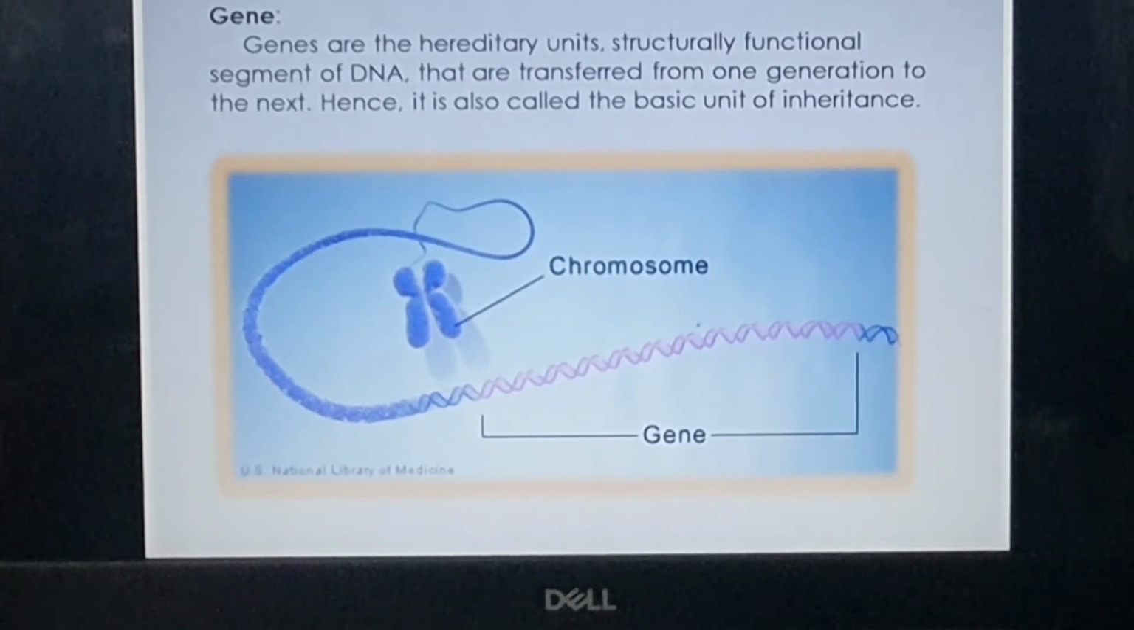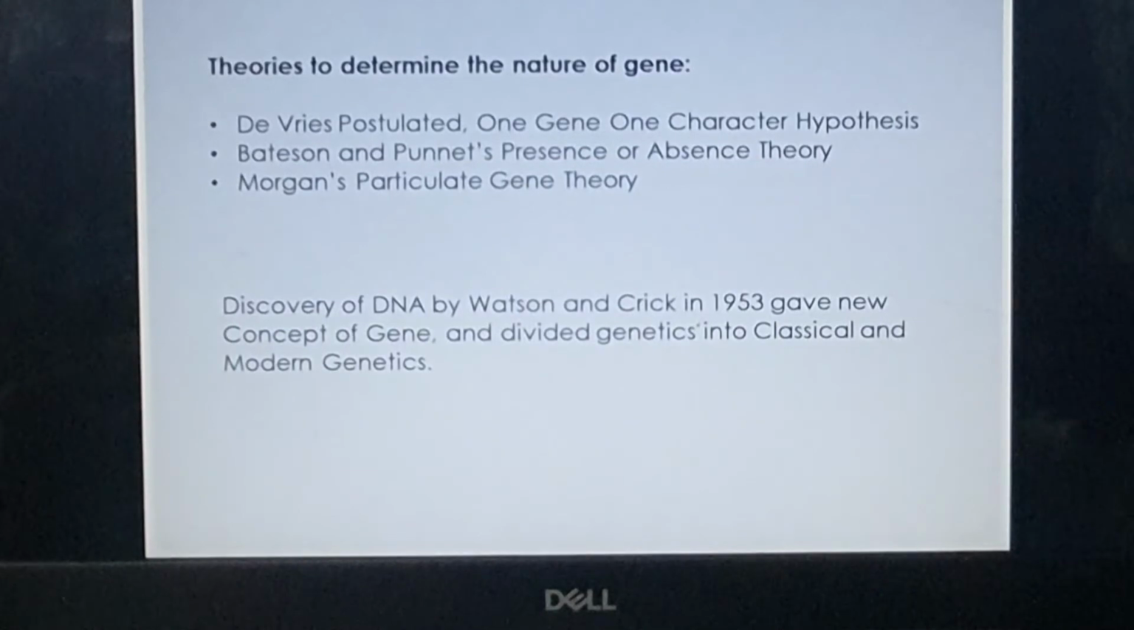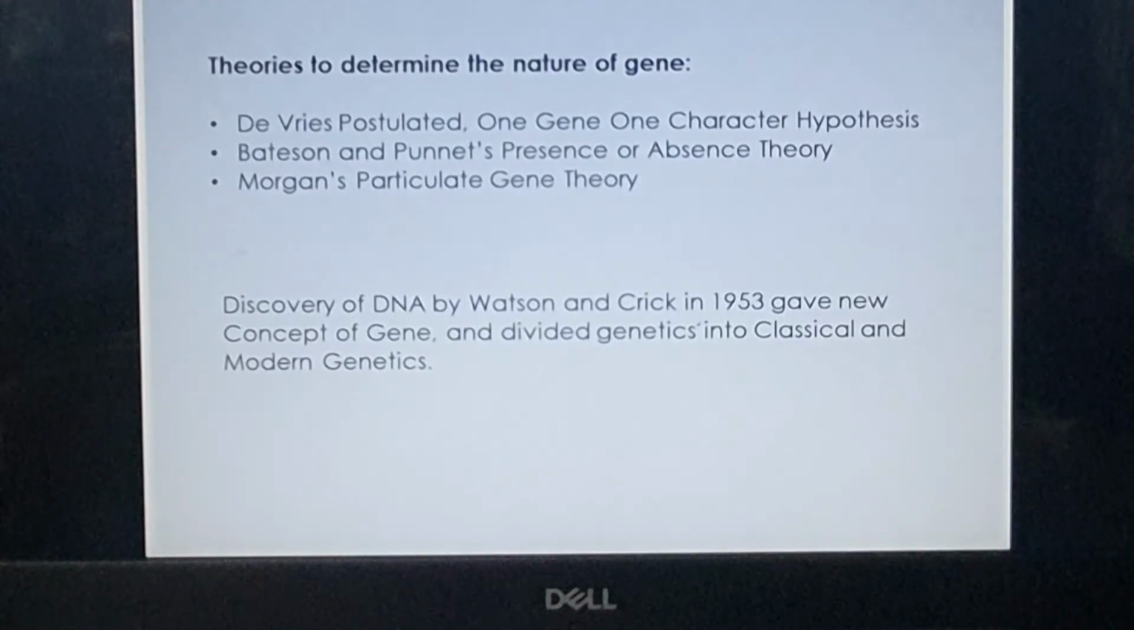Now we will see the nature of the gene. For this we have several theories. First we will see the various postulations. De Vries, a scientist, gave the theory named the one gene one character hypothesis. According to him, a particular trait of an individual is controlled by a particular gene. This is the theory of one gene, one character, meaning one gene controls one character. This was the hypothesis given by De Vries.